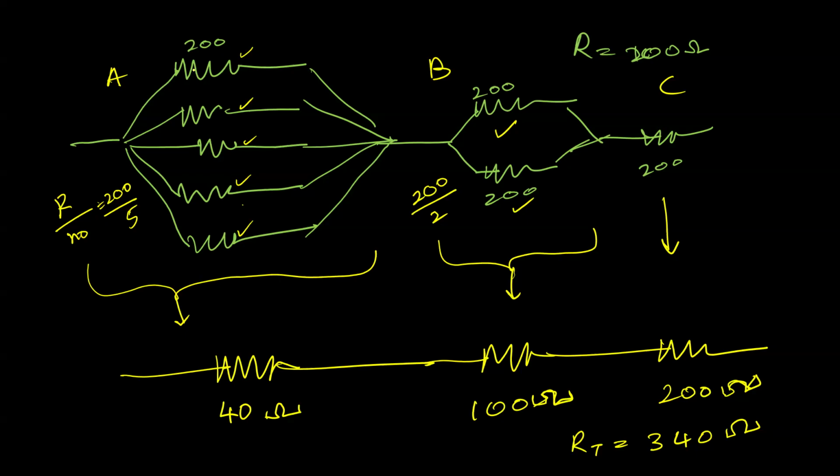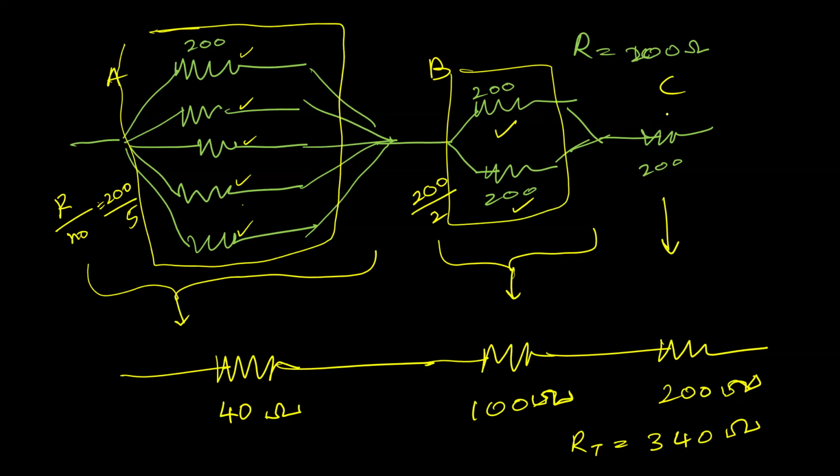Can't we take it as 8 resistors? No, Putta. If you look at this, these 5 are parallel separately. These 2 are parallel and this one is separate. So all are not parallel. You can't take it like that.